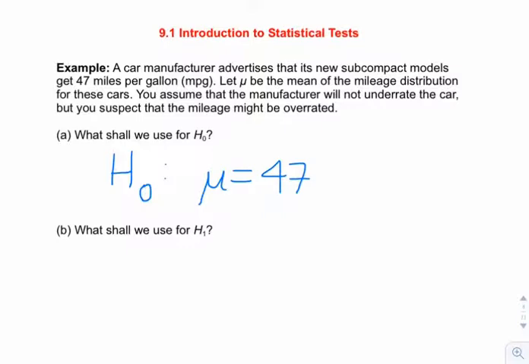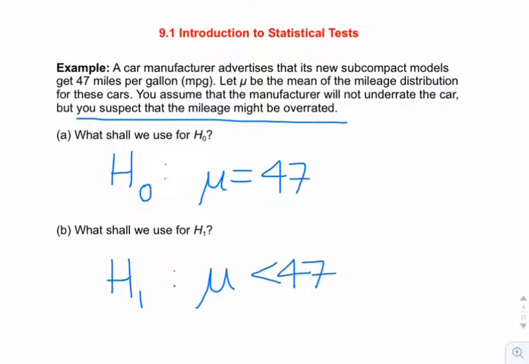What are we going to claim as our alternative hypothesis for H1? Well, it says here in the last sentence, you assume the manufacturer will not underrate the car. This is a very strong selling point, that it has good gas mileage. We don't think that the manufacturer thinks that it's actually 50 miles per gallon and is only selling it as 47. But you think, on the other hand, you suspect the mileage might be overrated. So maybe it's not that efficient. So maybe it's less. So you think that the miles per gallon is less than 47.